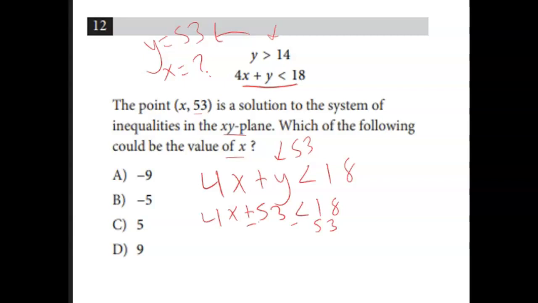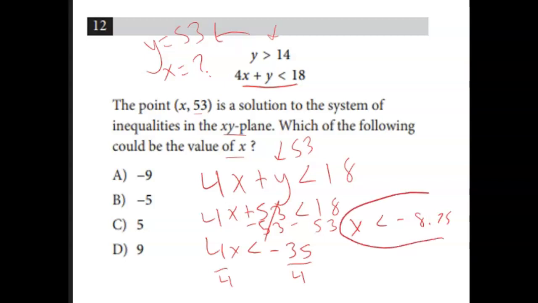Subtract 53 from both sides. We get 4x is less than negative 35. And so if we divide that by 4, we get x is less than negative, let me plug that into my calculator, 8.75. And if we're looking for any value less than negative 8.75, the only one is negative 9, because all it's saying is that x is less than negative 8.75, and the only value that works is A. So A is the correct answer.